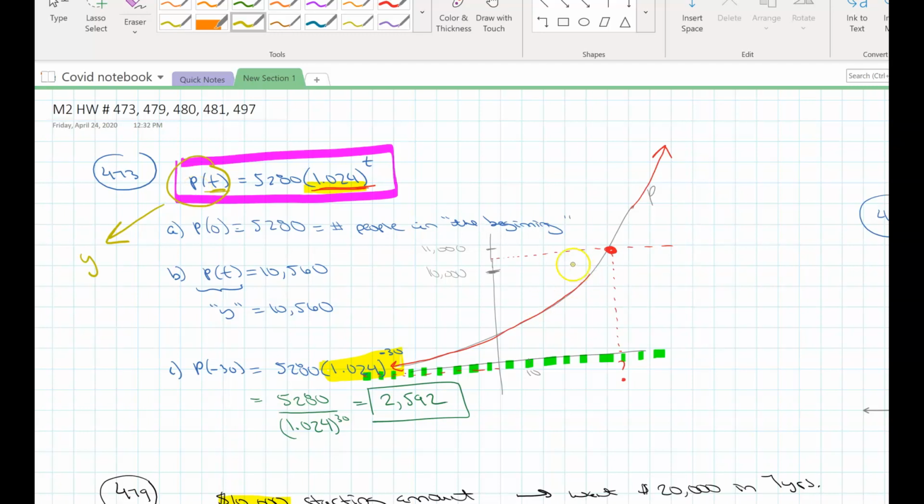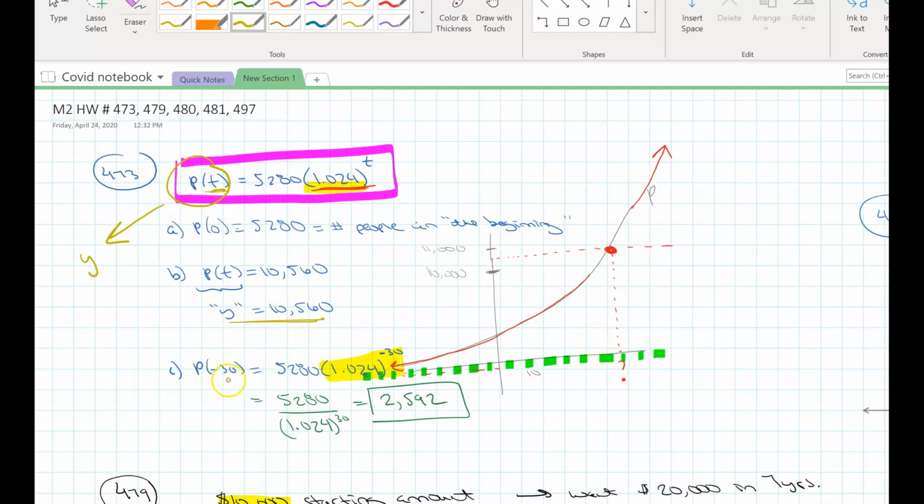I tried to do a little duplication of the graph. When does y equal 10,560? And I just looked carefully at the graph and I noticed the scale on the y-axis is by 1,000 and the scale on the x-axis is by 10 years. So I kind of drew this horizontal line here, and you're just making a visual approximation, okay?